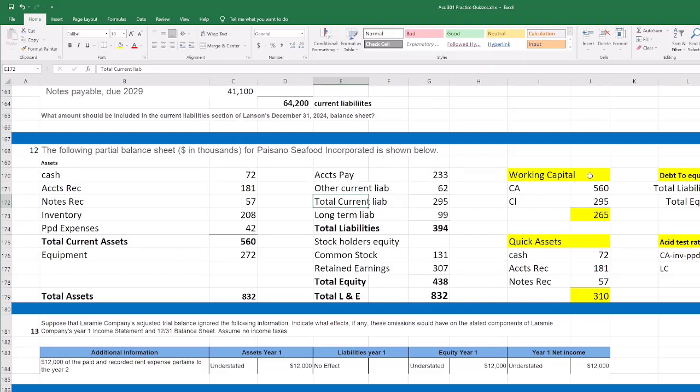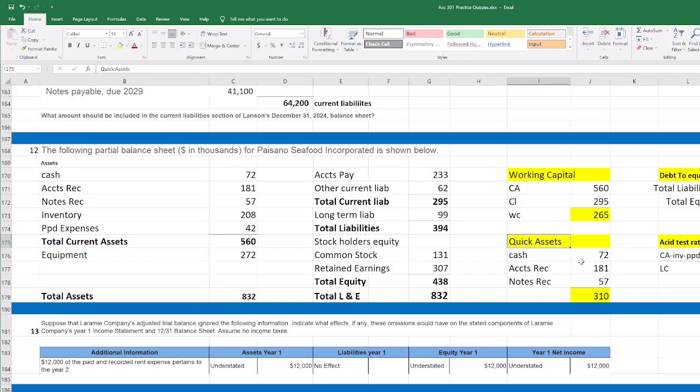So working capital is current assets minus current liabilities. So current assets is 560 minus current liabilities of 295. Let's highlight that. And so that gives us working capital of 265. If it asks for quick assets, do not be confused with quick. Make sure you read the question well.